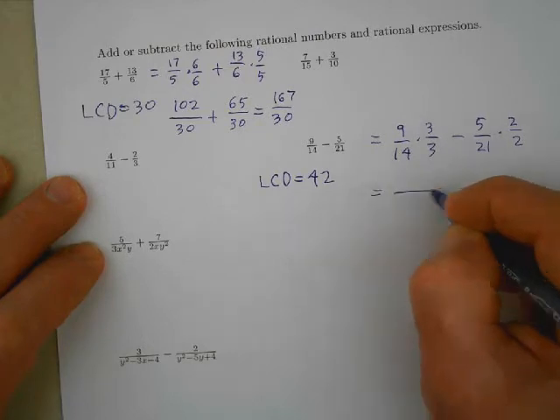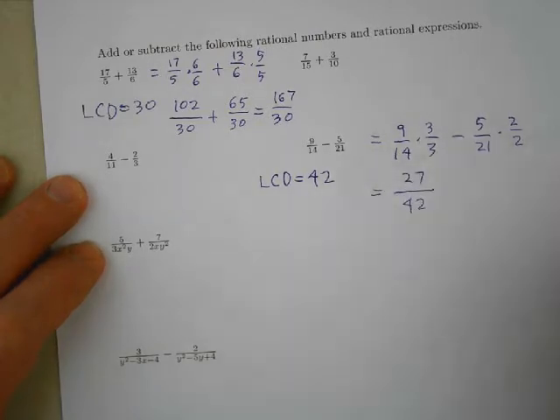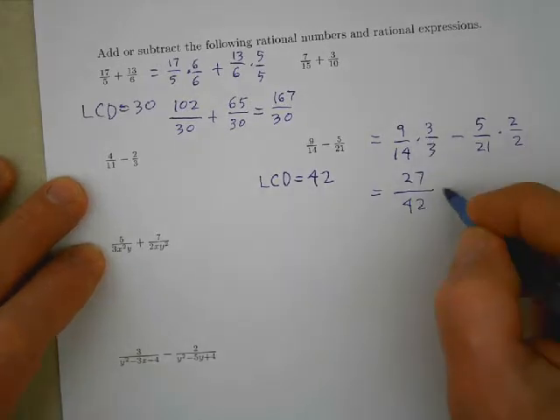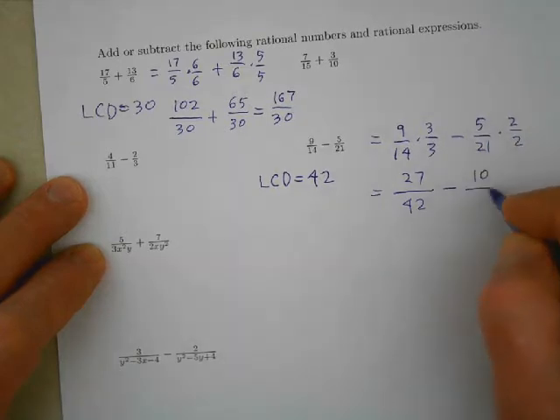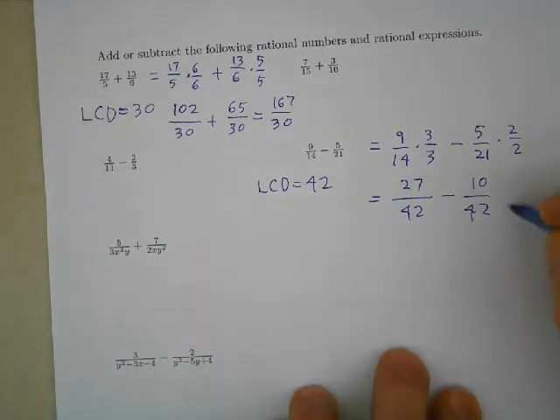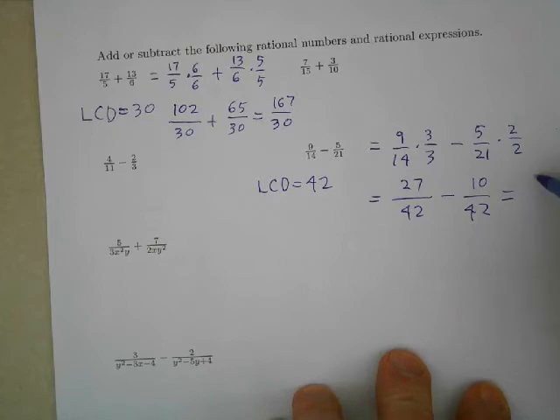We get 27 over 42. 9/14 times 3 over 3 is 27 over 42. And then we're going to subtract 10 over 42. And now that the denominators are the same, we can subtract one fraction from the other, and we're going to get 17 over 42.